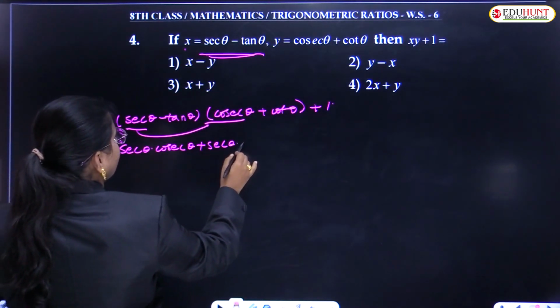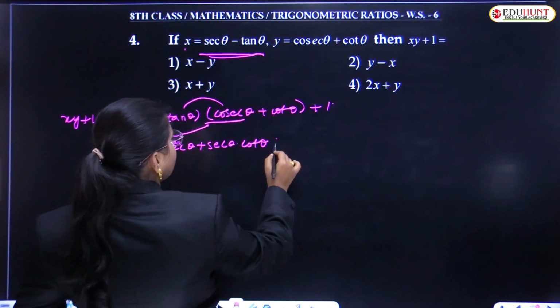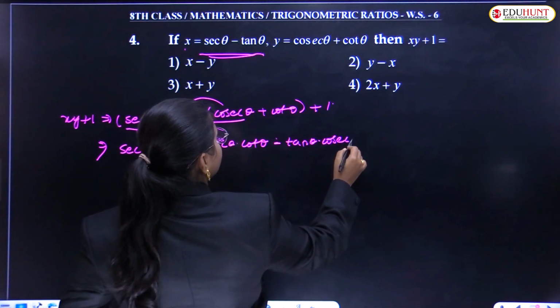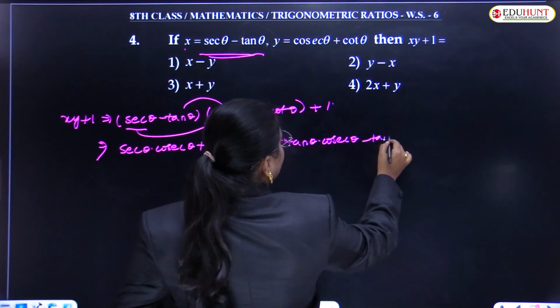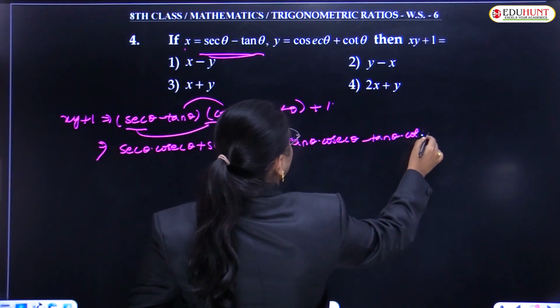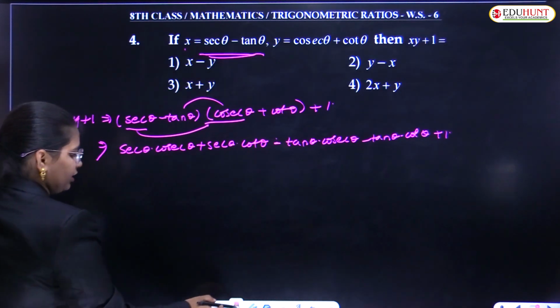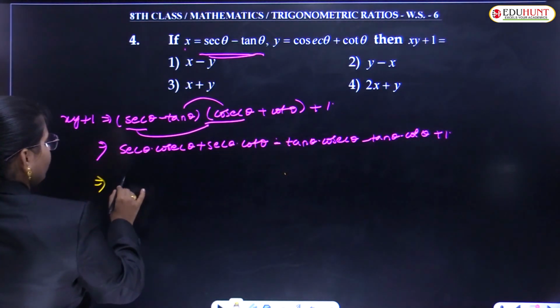Plus secant theta into cot theta, correct? Multiply this and this, minus tan theta into cosecant theta, correct? Next, minus tan theta into cot theta plus 1, correct? So tan theta into cot theta plus 1. So let's find out what is the value of secant theta.